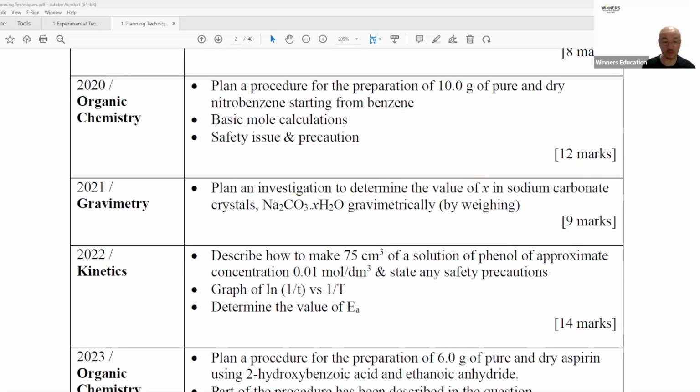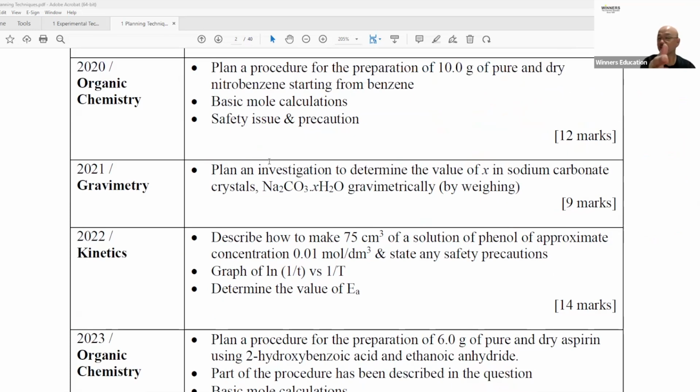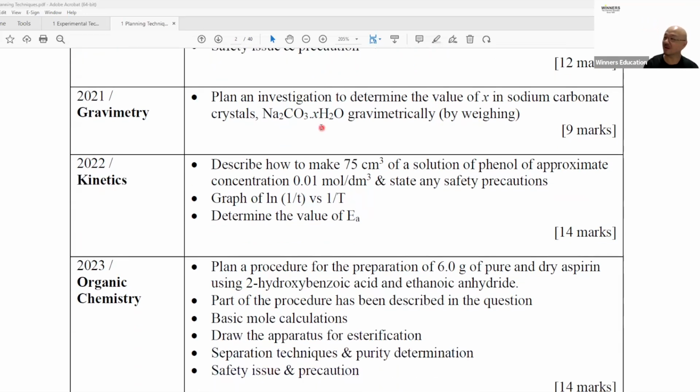Make sure you can do the fundamentals, like basic mole calculation, and safety issues. For organic chem planning, what you write is usually correct. Organic compounds are usually volatile, so you write something about that. Sometimes they are also toxic. It's always the same two, three bullet points. Just throw them in when they ask you for safety issues and precautions.